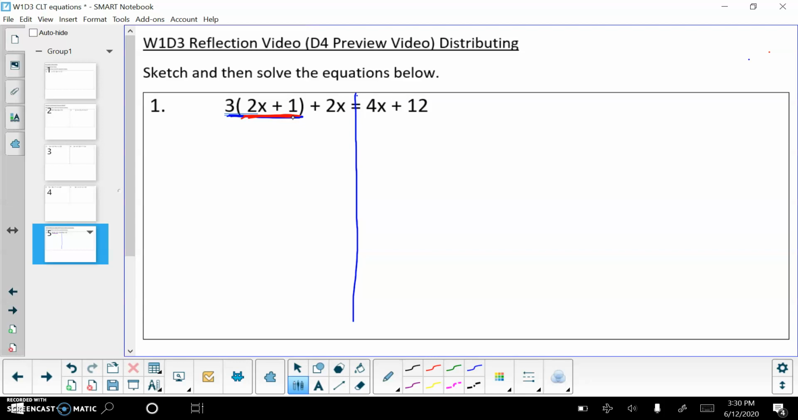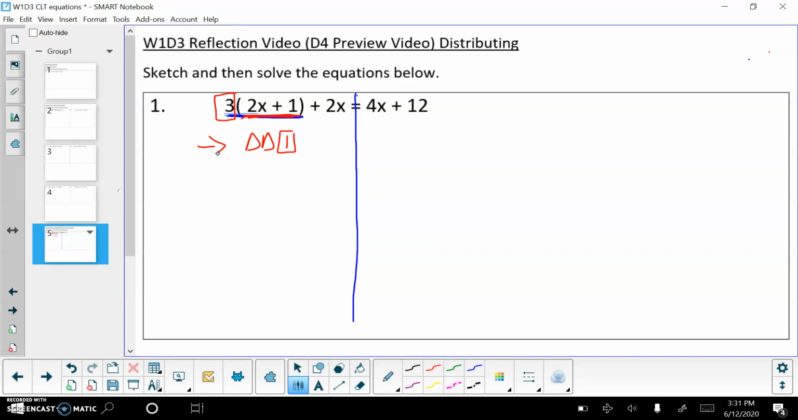So if I do 2x and a 1, or 2x's plus a 1, and that's what I'm going to sketch right now. Those two x's are basically two triangles, and then my 1 cube. I'm kind of putting them together to show that that's a group. That's two x's and a 1. This 3 outside here tells you how many of those groups, or if you want to call it a set, how many of those sets that you need to sketch. So that 3 means that I need to make 3 of these sets.